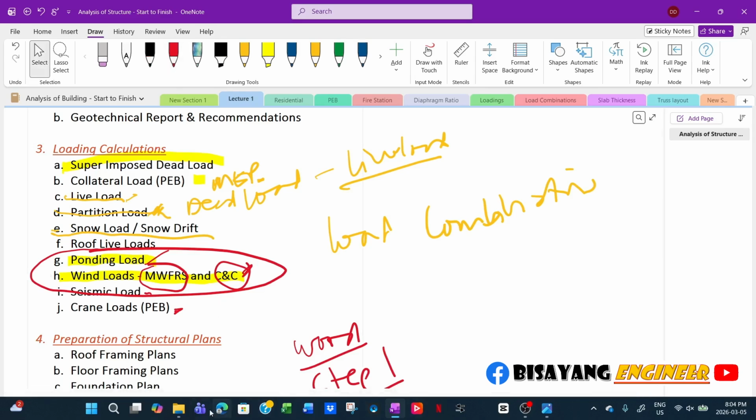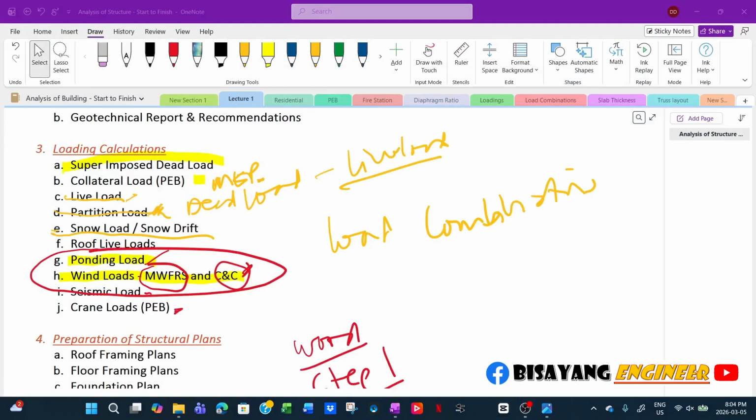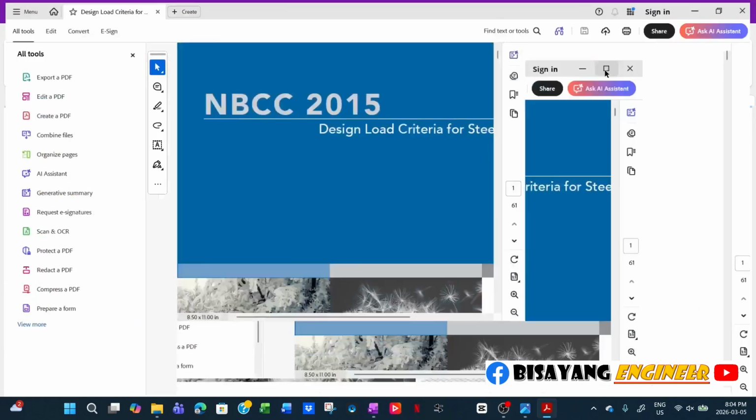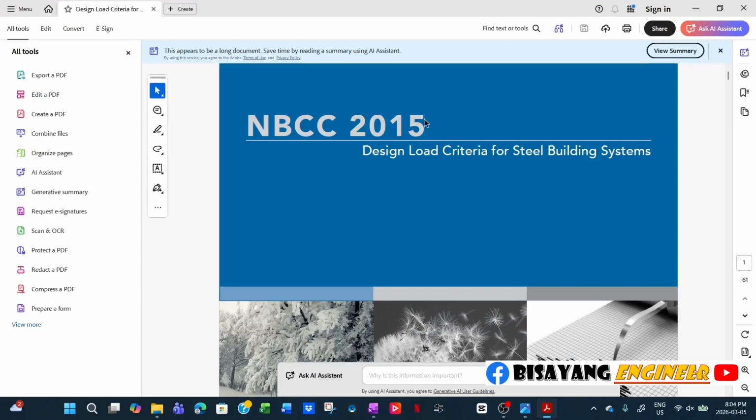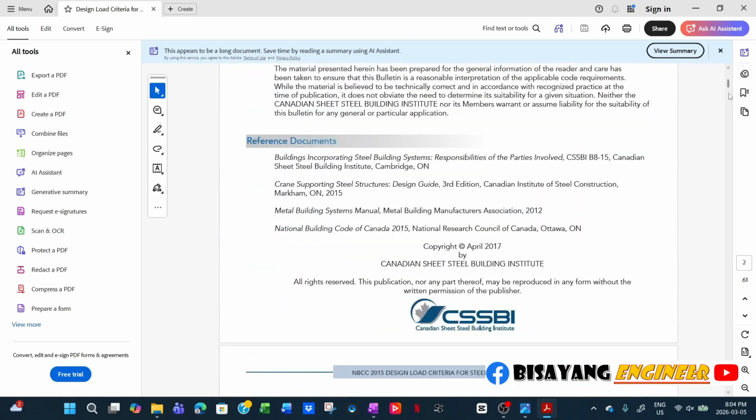In my page I posted this particular design guide. Some of you already have a copy of this one. This is based on the old code. We already have 2020. So this is design criteria, and we will discuss this one.